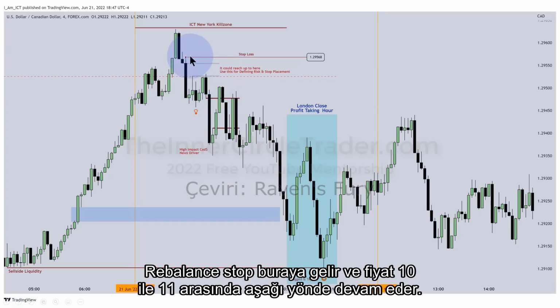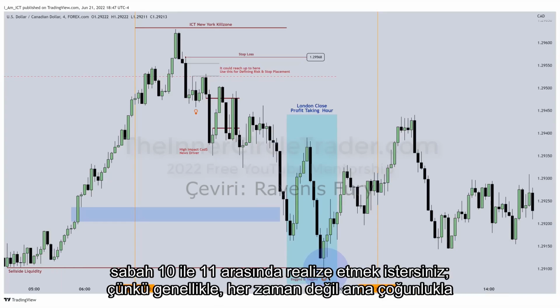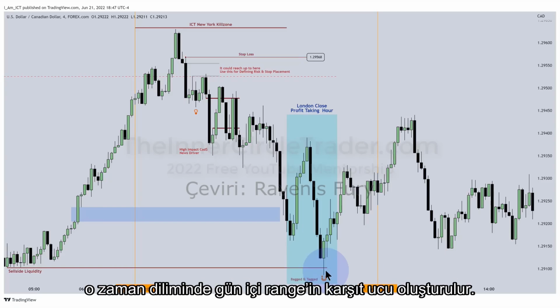Rebalance, stop goes here, and it rolls over during the 10 o'clock to 11 o'clock time frame. That's London close. So if you're looking for directional plays and you're in a trade, you want to have about 80% of your trade off between 10 o'clock and 11 o'clock in the morning. Because usually, not all the time, but usually that's when it creates the opposing end of the daily range.